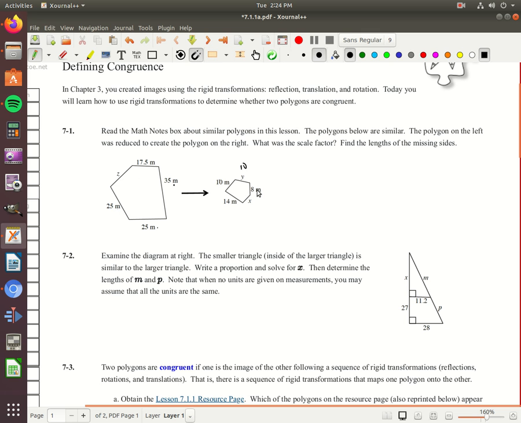The z and the 8 are going to match up, and the 17.5 and the x are going to match up. But the question is, what is the scale factor? What do I multiply this 25 by to get 10? And what do I multiply this 35 by to get 14? I'll call the scale factor x and do a really quick equation: 35 times x equals 14. I solve and get 0.4. So if I multiply by 0.4, I'll get those numbers.